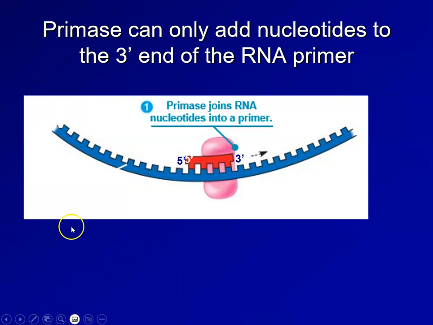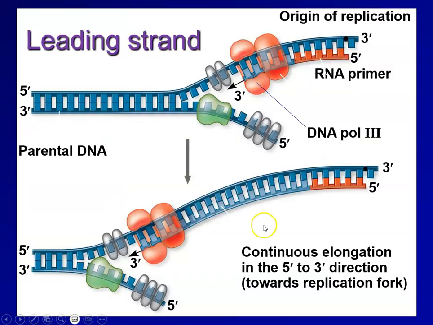Once the RNA primer is completed, then another enzyme called DNA polymerase III is able to add the DNA nucleotides. And this is where the DNA replication truly begins, because the DNA nucleotides are going to be the actual makeup of the DNA that's synthesized here. The RNA will be replaced with DNA nucleotides, but not until a later step.